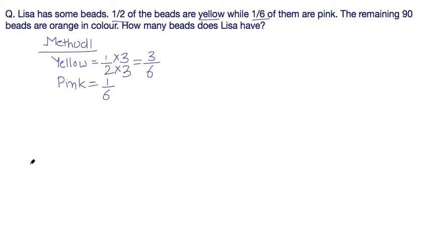Okay, so now let's draw the model for this. This represents the total number of beads Lisa has, right? Now in how many parts should I break it? I should be breaking it into 6 parts, because we know that 1 by 6 of the beads are pink and 3 by 6 are yellow. So the total number of beads should be broken into 6 parts. That's why we will break the model into 6 parts.